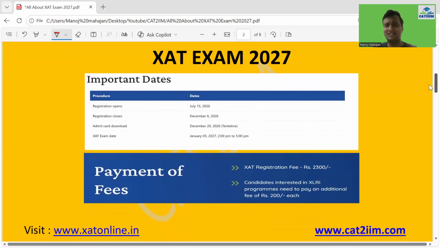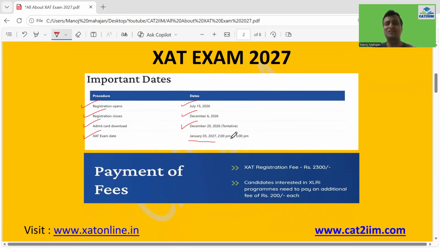Let's look at the XAT exam 2027 notification. So the registration has already started from July 15, 2026. It is going to end on December 6, 2026. Most likely the registration date may extend by a few days. If I look at the past year trends, it clearly shows that. Admit card download is going to begin from December 20, 2026. That is tentative. XAT exam date, that's very important for you. It's happening on January 3, 2027.